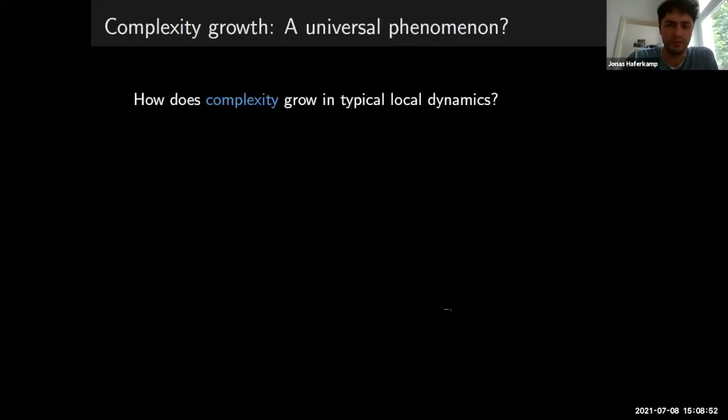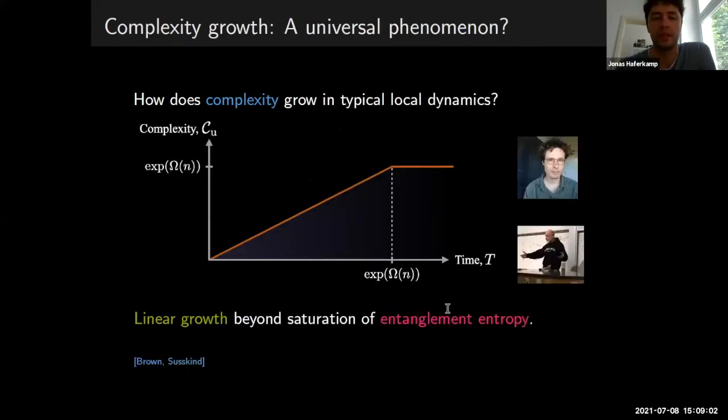And there is a conjecture on how complexity behaves in typical local or interacting dynamics. It's due to Brown and Susskind. They conjecture the following, namely that complexity keeps on growing until it saturates after an exponentially long time. I think we really expect that this growth of complexity is something that's universal in quantum many-body systems. So similar to, for example, thermalization or operator growth or growth of entanglement, you would expect that the complexity grows with time. The crucial point here is that they conjecture that this holds for an exponentially long time. So in fact, thermalization or scrambling would take place much earlier.